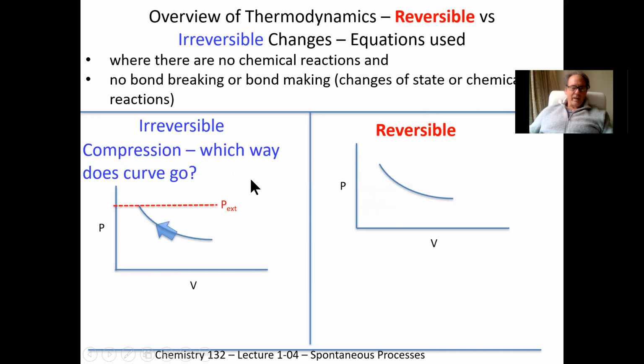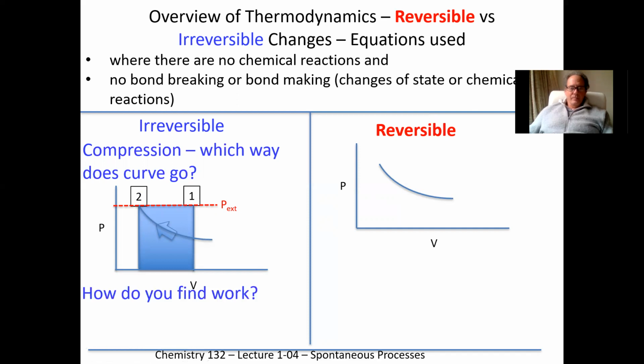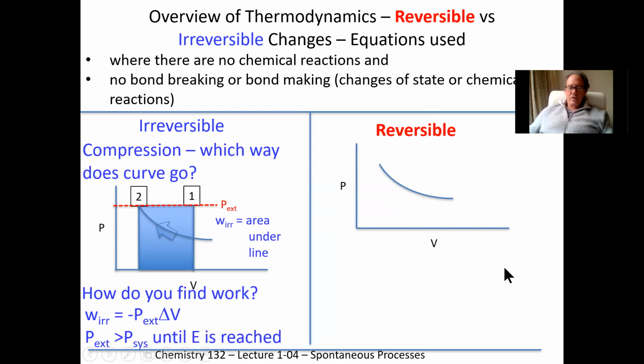When we find the work, again, we're going to use the external pressure to calculate the work. So if I'm going from state 1 to state 2, I can calculate the work done by the area underneath this dotted line because the external pressure is greater than the system pressure of that confined gas. Because there's such a big difference in that pressure, you get wasted energy. And we can find the work by minus P exterior times delta V for the work done for an irreversible change. Reversible change is different.